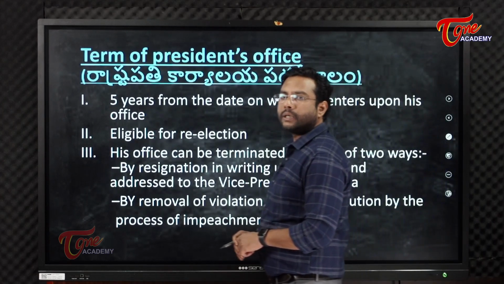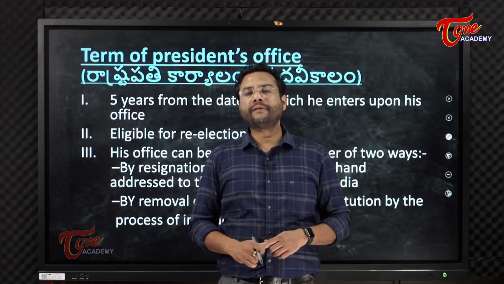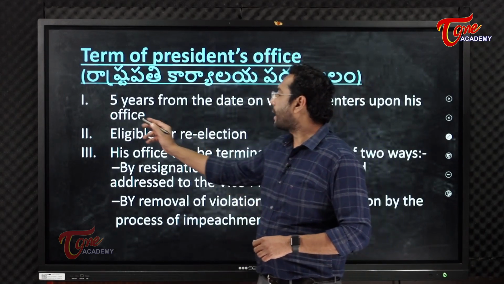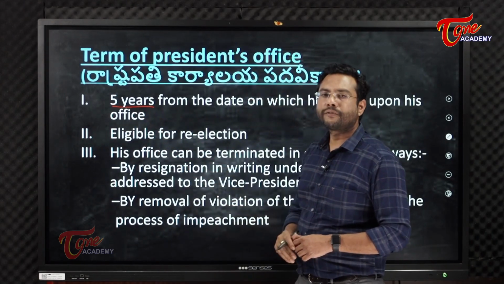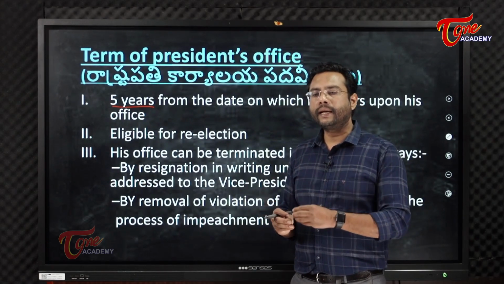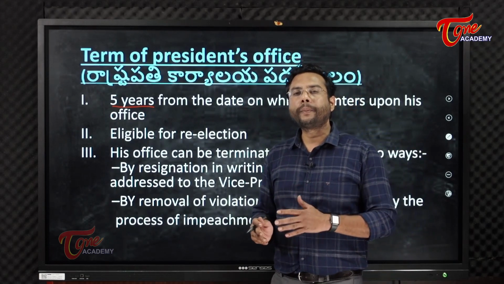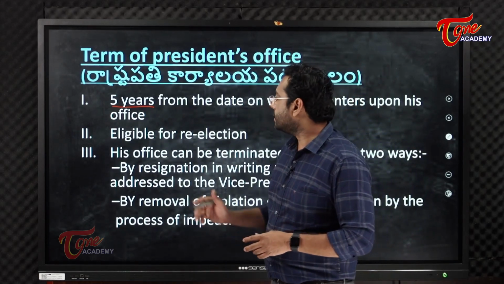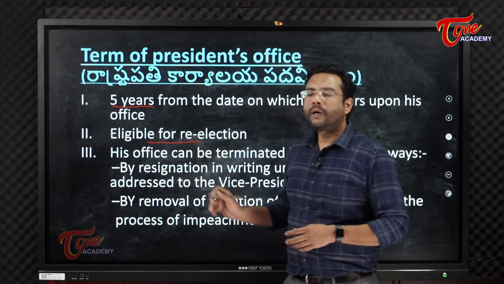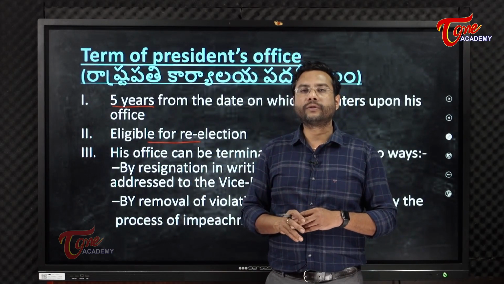So what is the term of the President's office? See, generally we have a 5 year term. This is a fixed 5 year term for the President. Once he is elected, from that day we have 5 years, and the President of India can also be re-elected. There is no limit on the number of terms of the President.